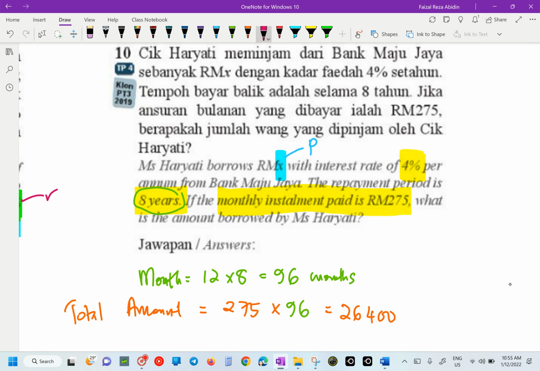We got the rate already, which is 4%. I equals to PRT, and we have our T already: 8 years, not 96 months. 96 months is monthly, and I want to find the total amount just now. We are not going to use 96 as our time to find our interest.